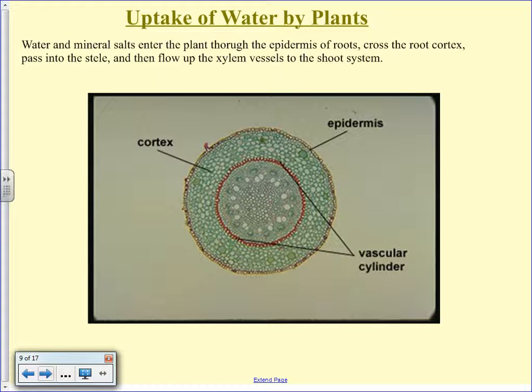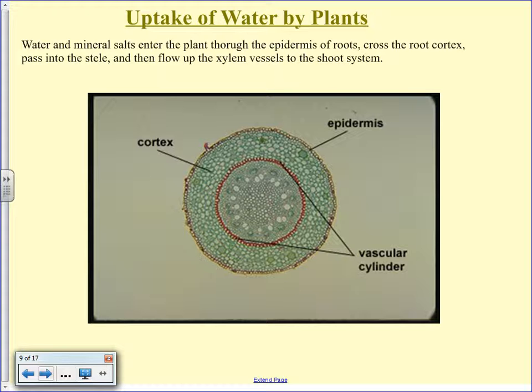All right, uptake of water by plants. This is what a root looks like if you cut it, so you're looking at it in cross section here. We've got the epidermis, that outer layer. We've got the cortex, and the cortex and the epidermis work together to create that osmotic pressure that will cause water to move from the soil and into the plant.